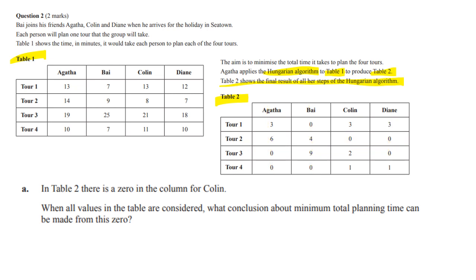Right. Part A. This is the basic question. In table 2, there's a 0 in the column for Colin. When all values in the table are considered, what conclusion about the minimum total playing time can be made from this 0? Well, that basically means that Colin gets tour 2. Or it's possible that Colin can do tour 2.